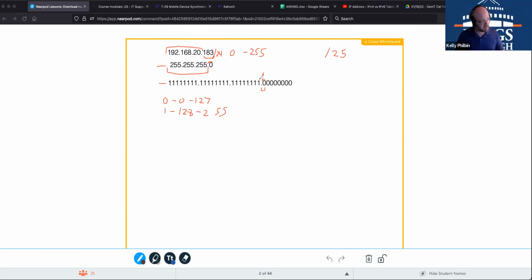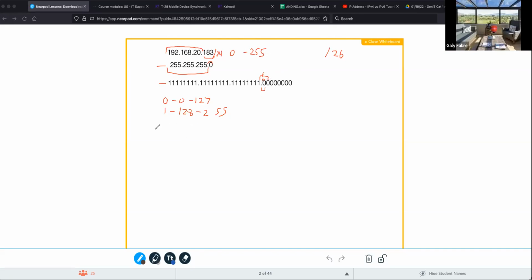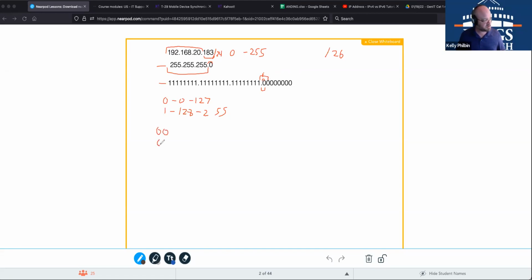So instead of using 1 bit, we want to use 2. So this becomes, instead of a /25, what's called a /26, letting it know that we're going to be using the 2 bits for our network addresses, right? So we know with a single bit, what are our options? 0 and 1, right? With 2 bits, we can go 00, 01, 10, and 11.